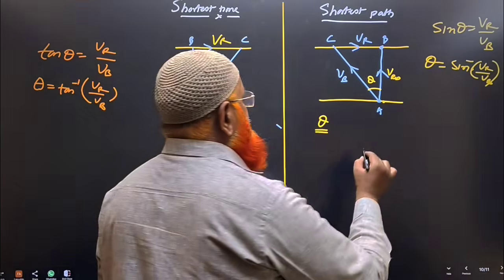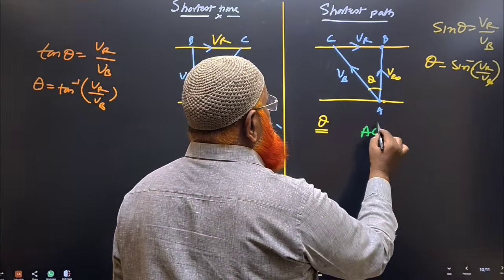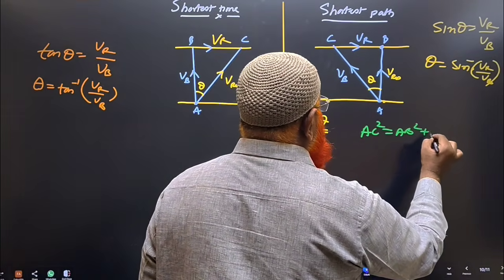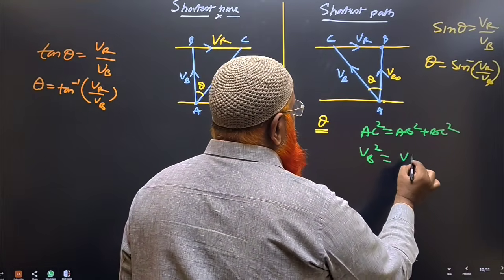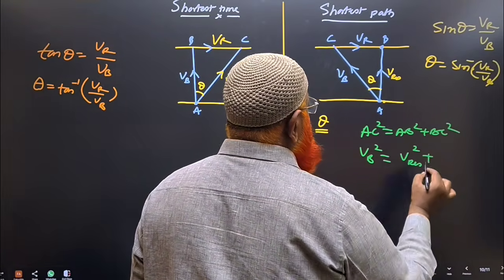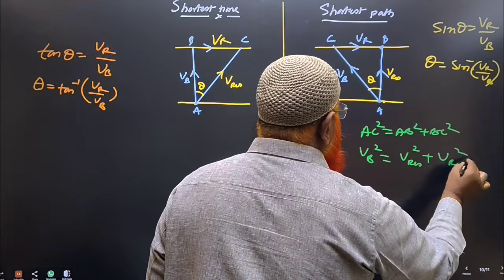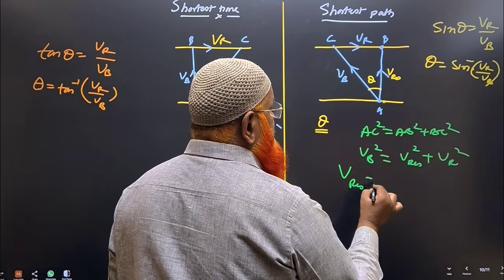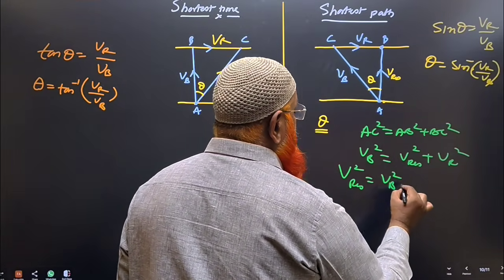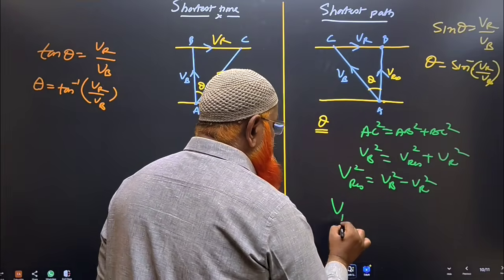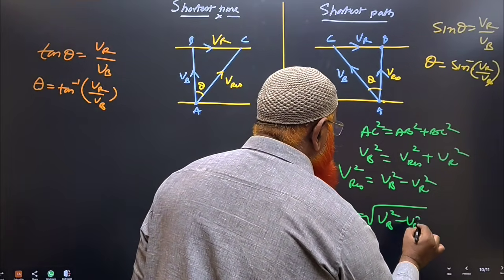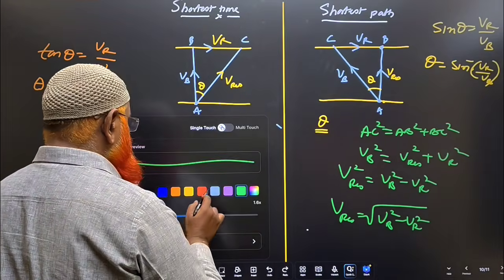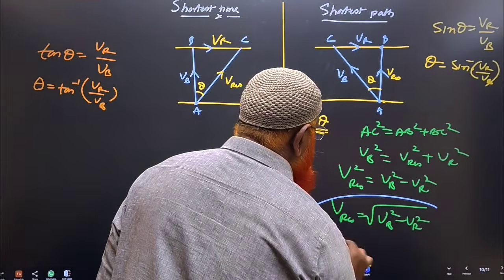So for resultant velocity, if you apply the Pythagoras theorem, you know AC square is equal to AB square plus BC square. What is AC? VB square. What is AB? V resultant whole square. What is BC? BC is nothing but VR square. So V resultant whole square is equal to VB square minus VR square. So V resultant is equal to square root of VB square minus VR square, isn't it? So this is the concept.